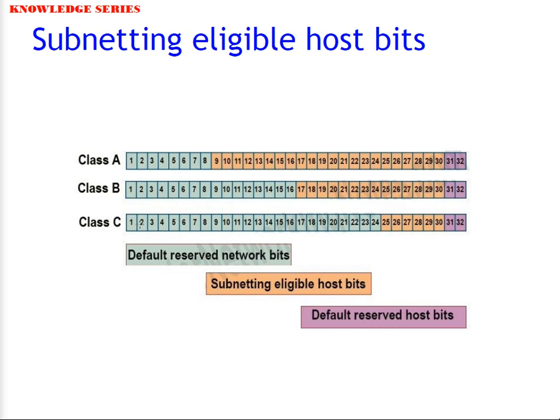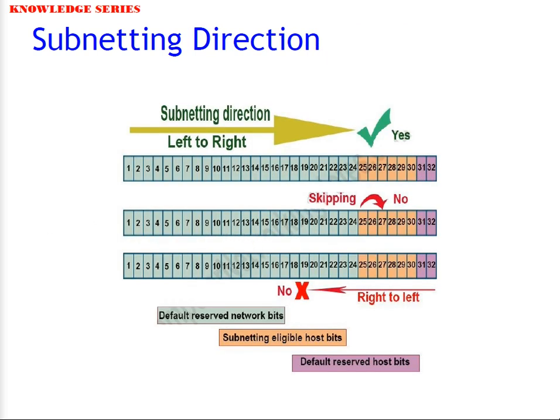Now we go to the next section, subnetting direction. See, subnetting always flows in a single direction, that is from left to right, and also you should take into consideration that there should not be any skipping of any bits. The simple rule for subnetting is left to right. That is what you can see, the directions.